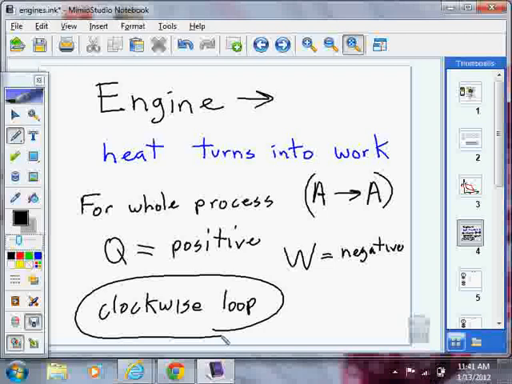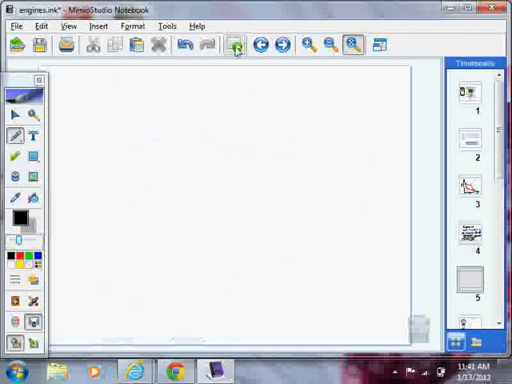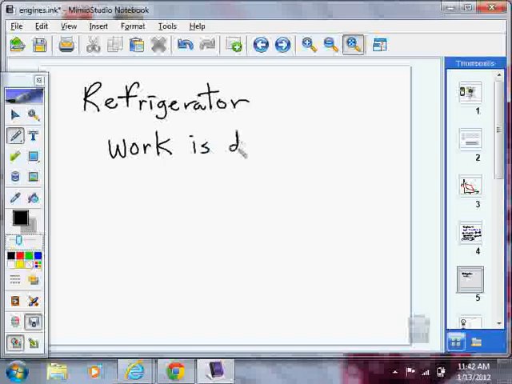Now, a refrigerator, on the other hand, or an air conditioner, wants to take heat out of the system. And when you're taking the heat out, that doesn't happen naturally. So it takes work from the surroundings. Work is done to remove heat.